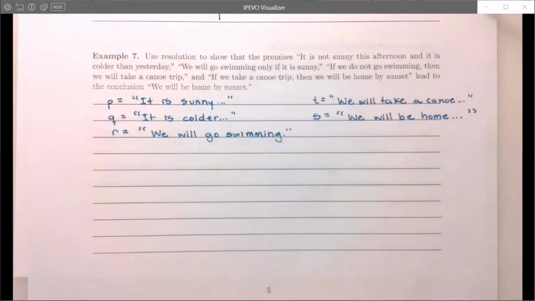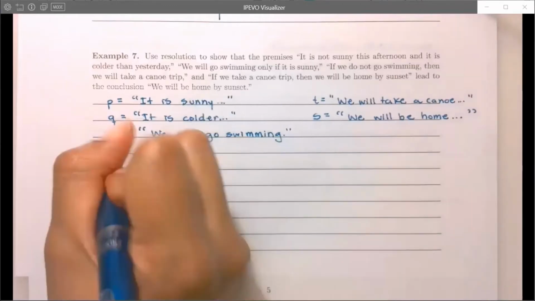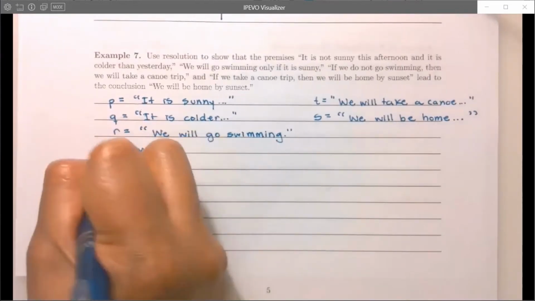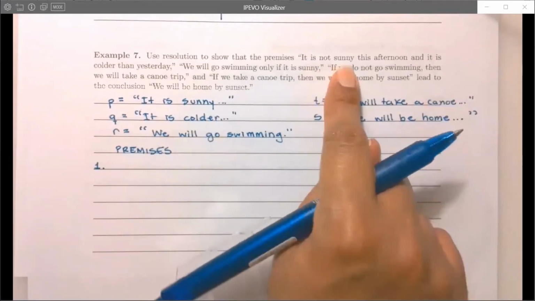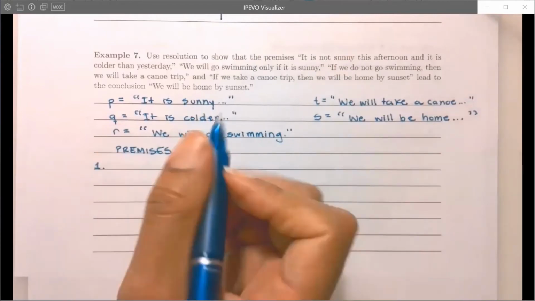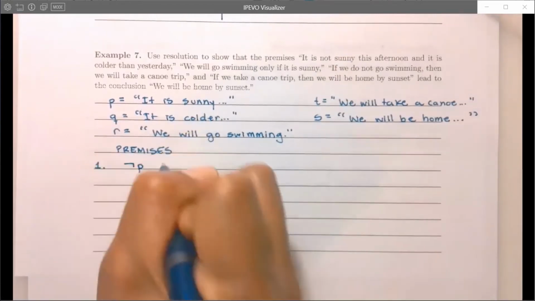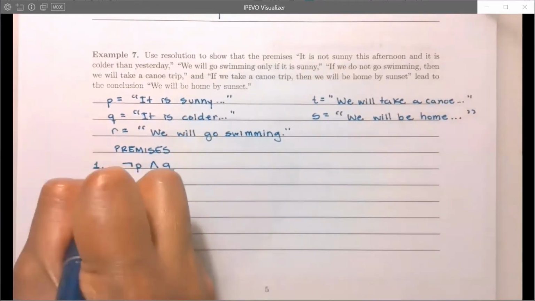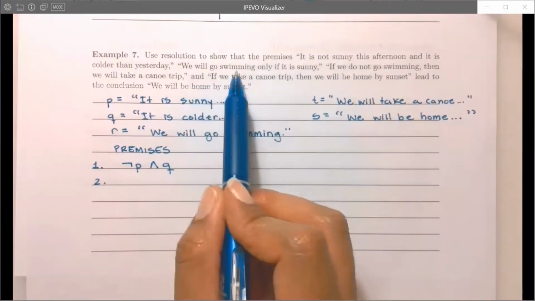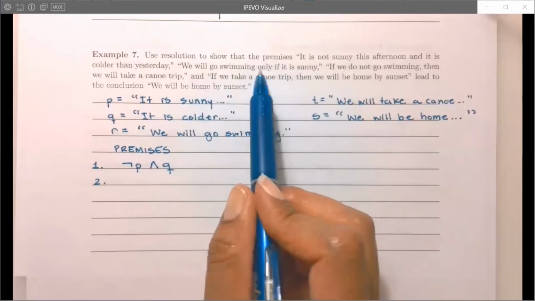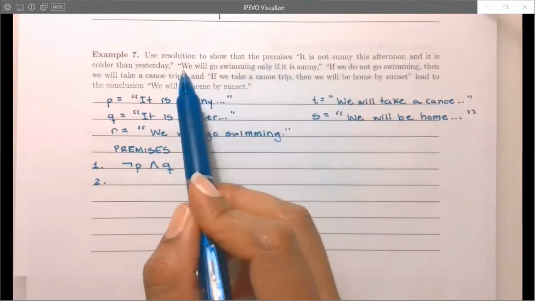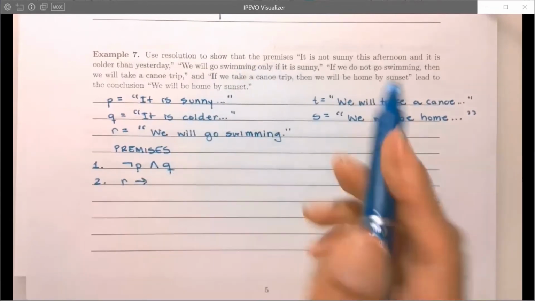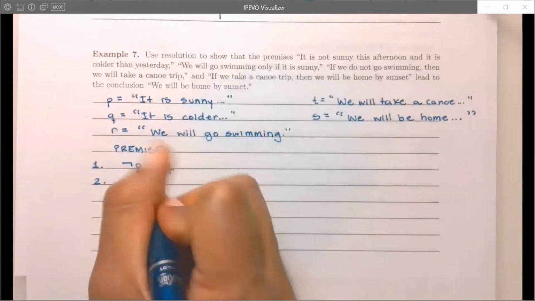So with these definitions, let's go ahead and write out what the premises are. Okay, so the first premise, it is not sunny this afternoon, and it is colder than yesterday. So it is not sunny would be negation P, and it is colder than yesterday, that would be Q. Next premise, we will go swimming only if it is sunny. So remember, the only if is premise, only if conclusion. So we will go swimming would be the premise, and that is given by R implies it is sunny, so that would be P.